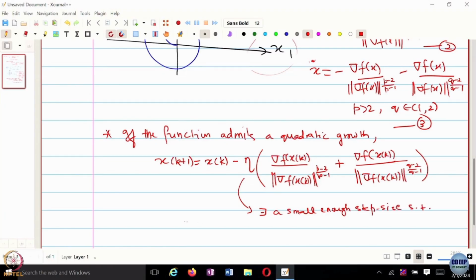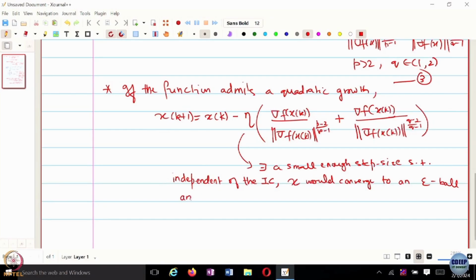such that, independent of the initial condition, x would converge to an epsilon ball around x star in a fixed number of iterations. The kind of guarantees that we can provide are only of existence type.